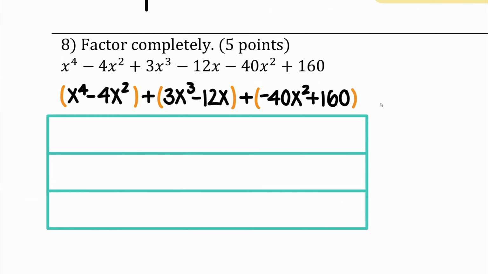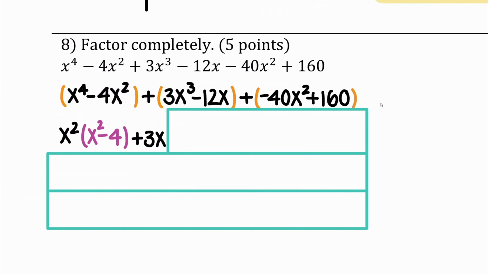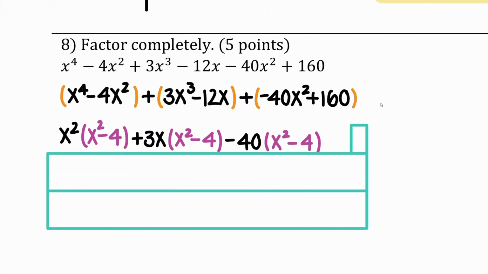So from here, we have to factor out the greatest common factor in the first 2 terms, giving us x squared times x squared minus 4. And then once again, we know for sure that we're going to have to repeat the x squared minus 4, thus giving us 3x times x squared minus 4. And then lastly, negative 40 times x squared minus 4.